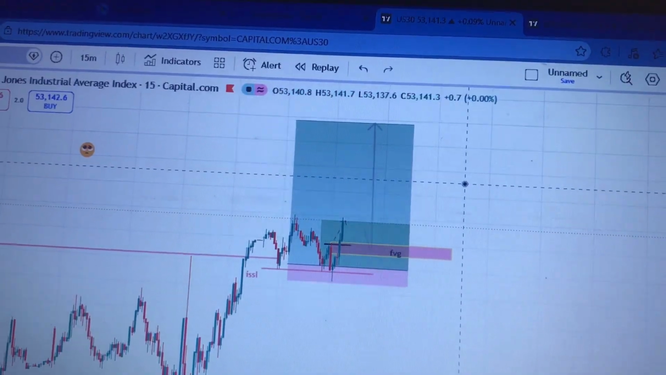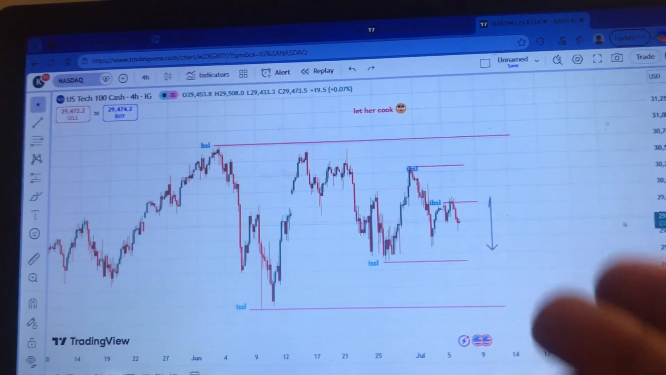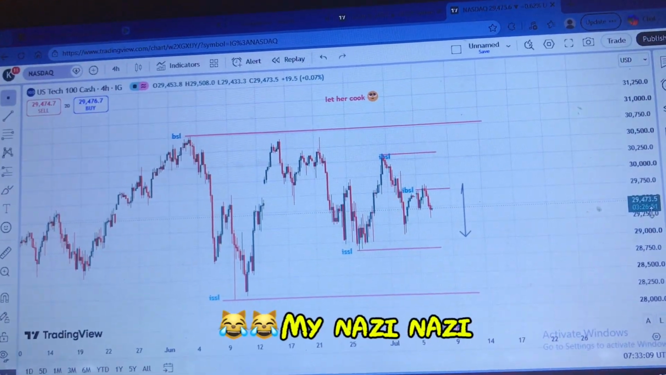Let's get into Nasdaq real quick. Ladies and gentlemen, I present to you my Nasdaq setup. Voila!